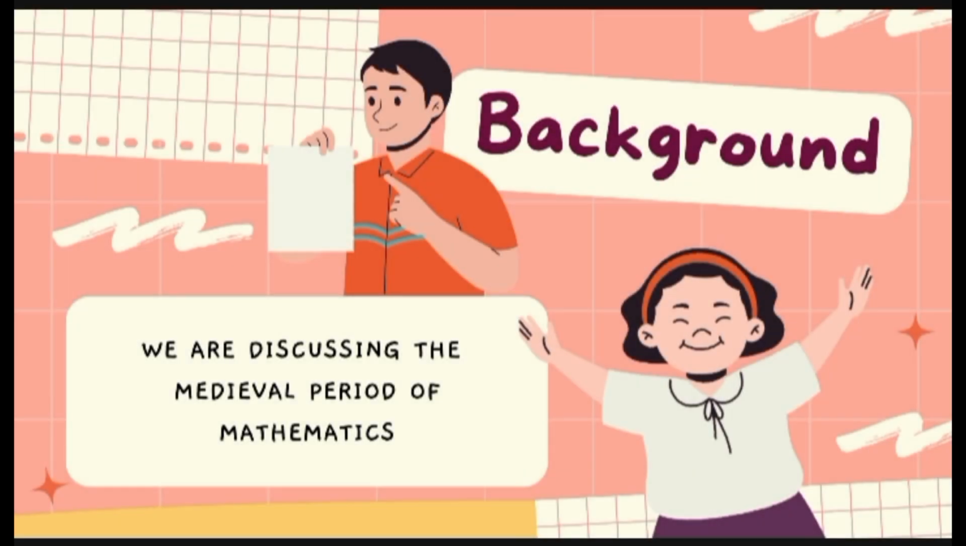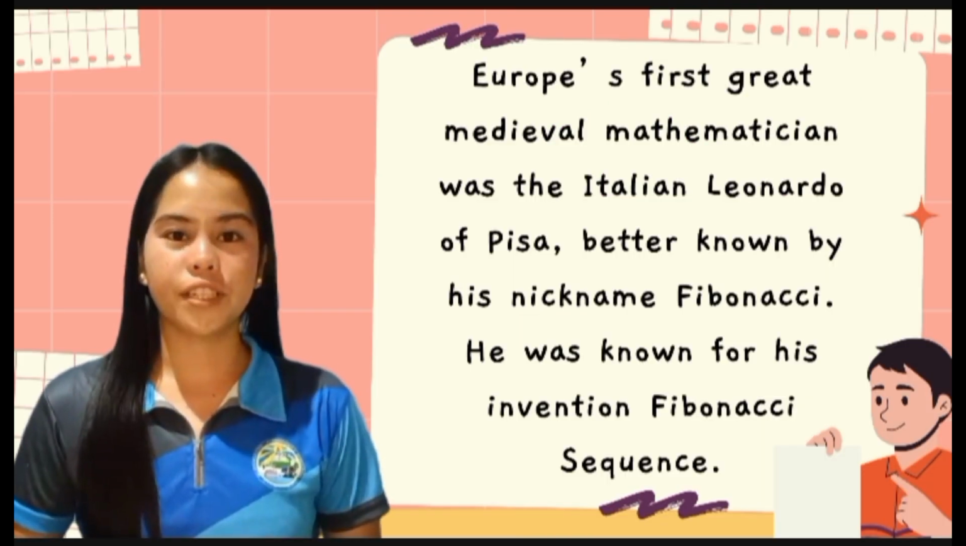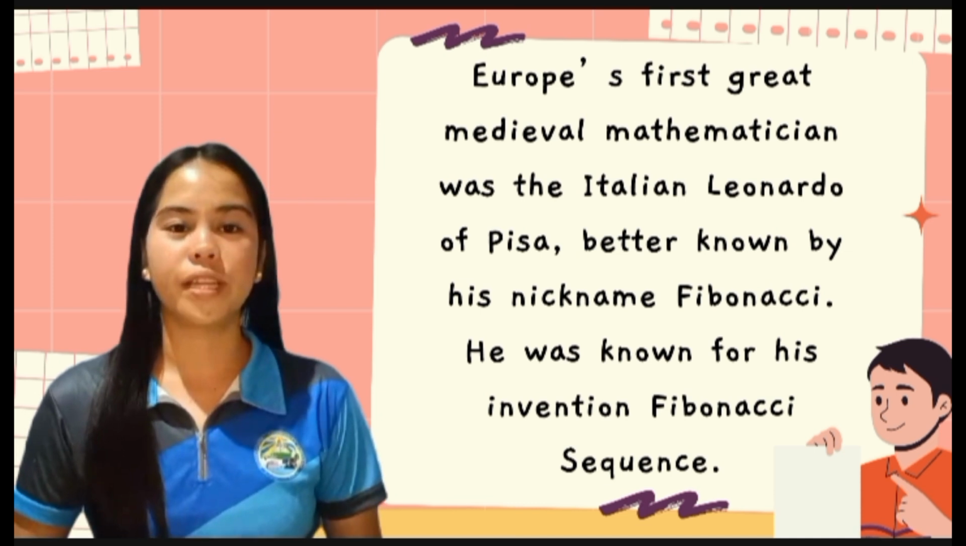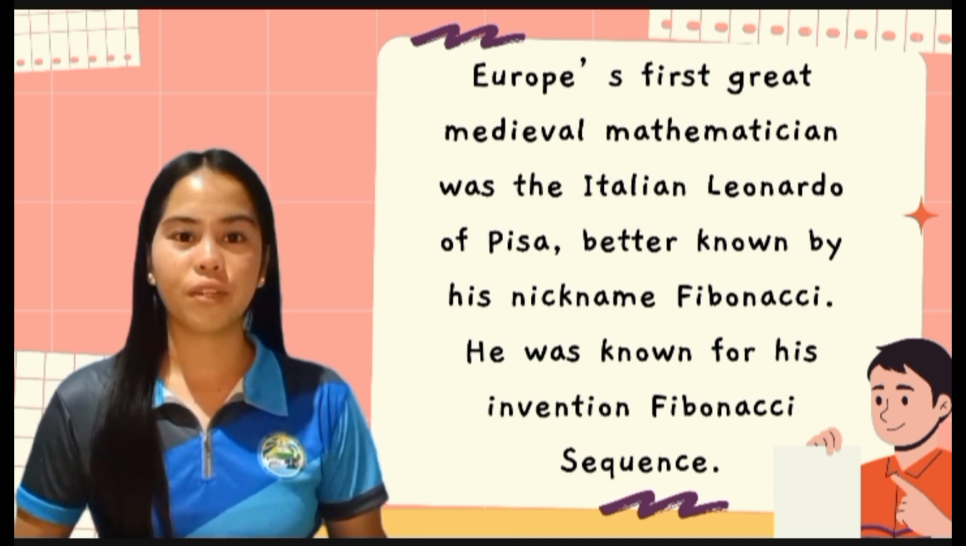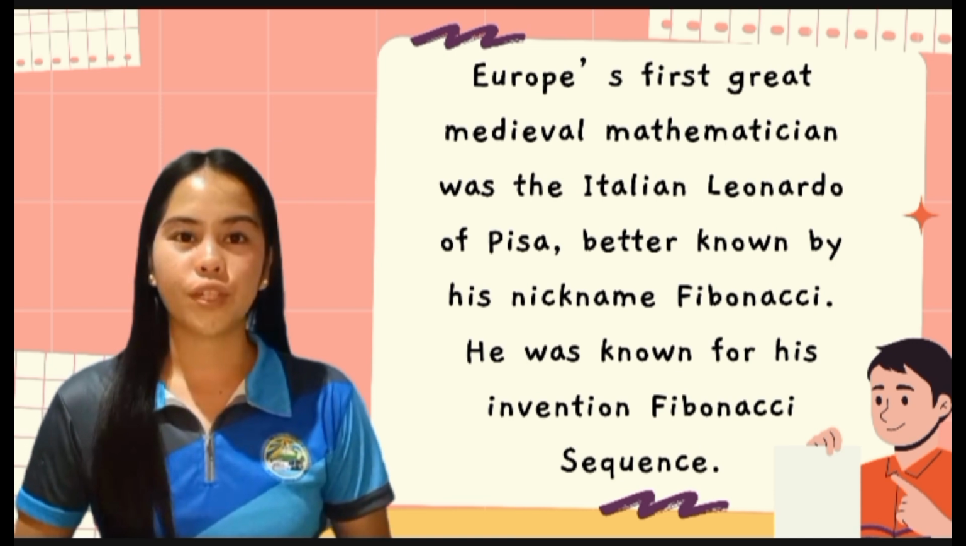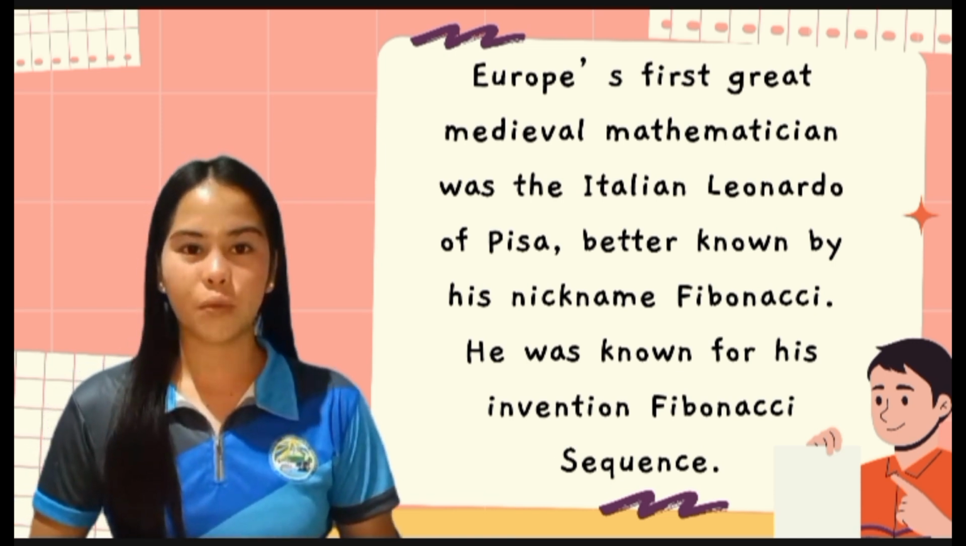We are discussing the medieval period of mathematics. Europe's first great medieval mathematician was the Italian Leonardo of Pisa, better known by his nickname Fibonacci. He was known for his invention of the Fibonacci sequence.